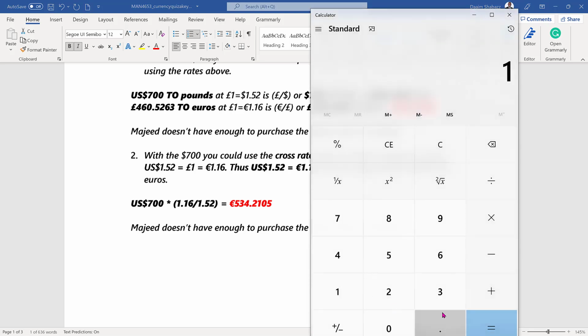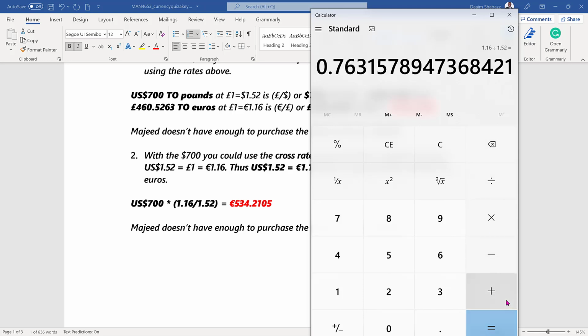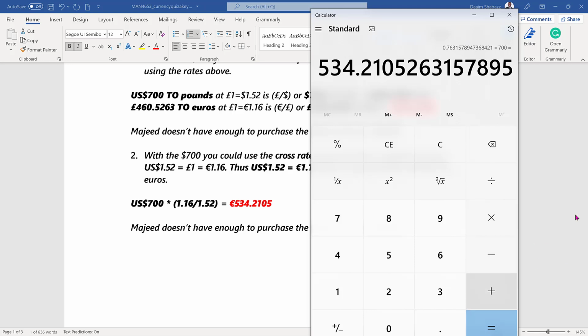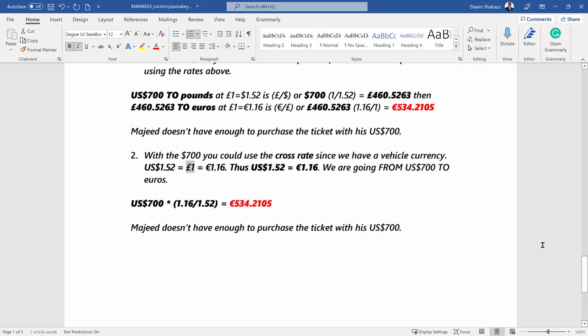So that's 1.16 over 1.52. This is how much $1 is equal to in euros, 0.7631, etc. If you know how much $1 is equal to, you know how much 700 are equal to, and you get 534. You get the same number, which means that Majid does not have enough to purchase the ticket.